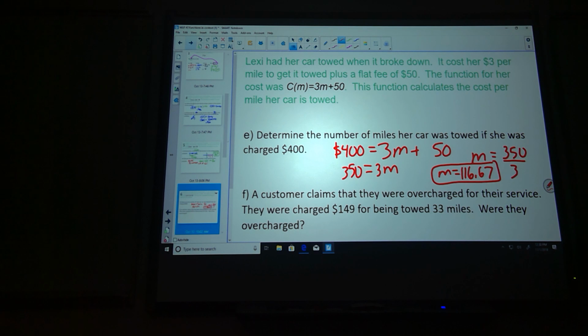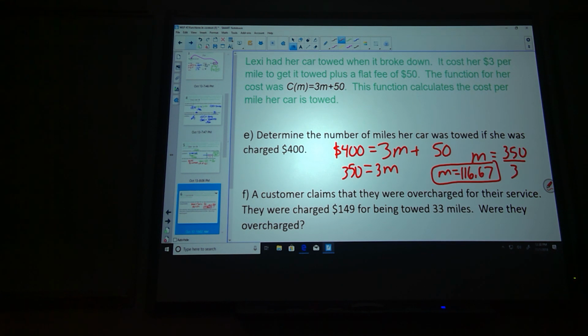Lexi got home going, dude, it cost me $400 to tow my car. They charged me $50 just to be there. Roommate says, my gosh, how far did you get your car towed? They said, well, they charged me $3 a mile plus the $50 initial fee for a total of $400. Did you give the guy a tip? No, he sucked. He ran over 4 people. I didn't want to give him a thing. So what does 116.67 mean in the context of this problem?